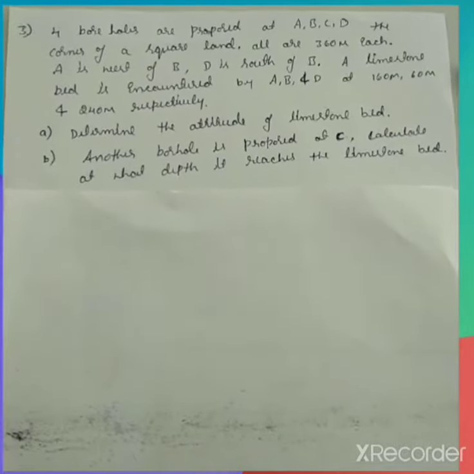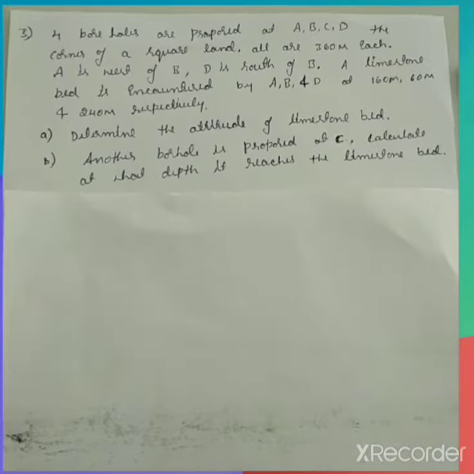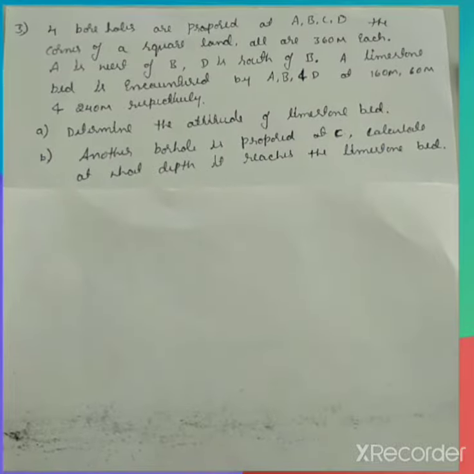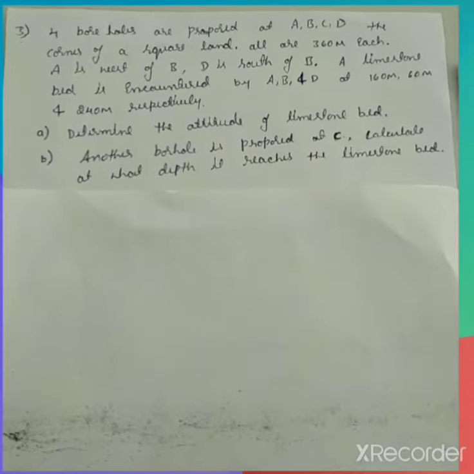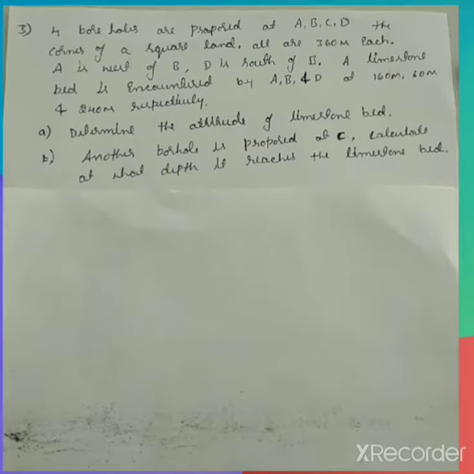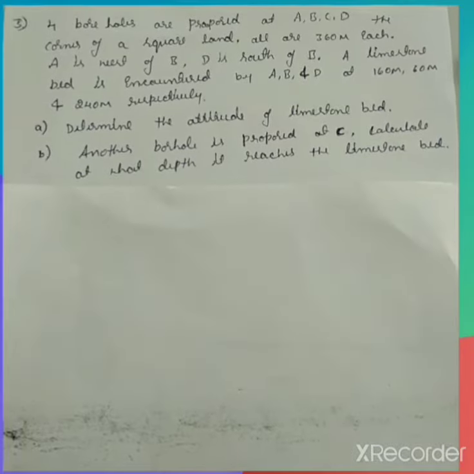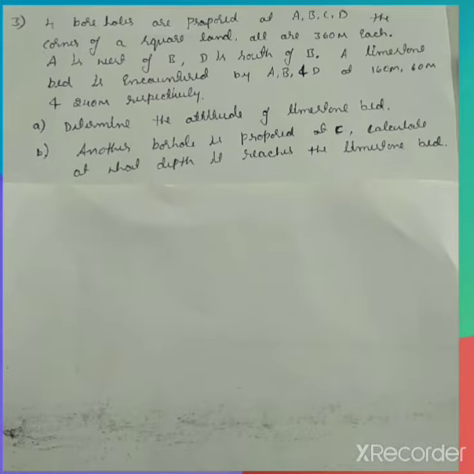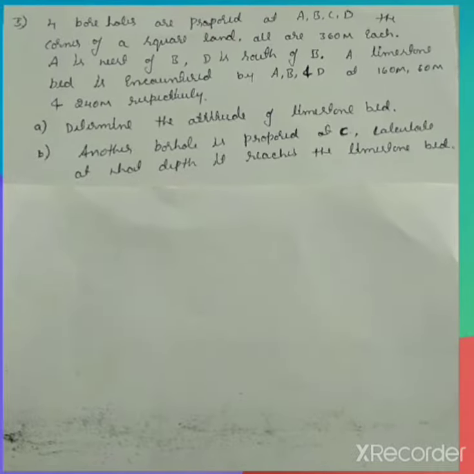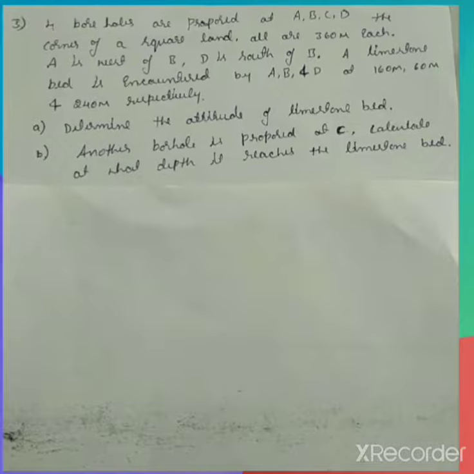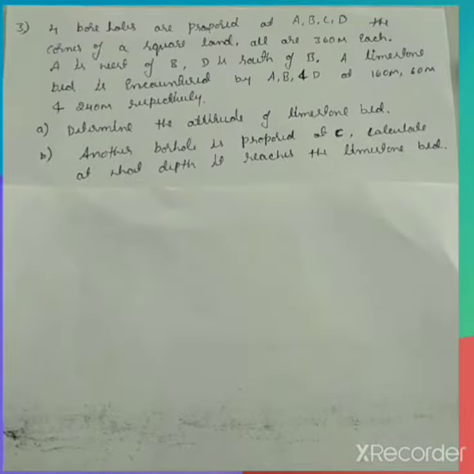The third question. Here the question is: 4 boreholes are proposed at A, B, C, and D, the corners of a square land. All sides are 360 meter each, which means the distance from one borehole to another borehole is 360 meter. Here they have given a direction: A is west of B and D is south of B. A limestone bed is encountered by A, B and D at 160 meter, 60 meter and 240 meter respectively.